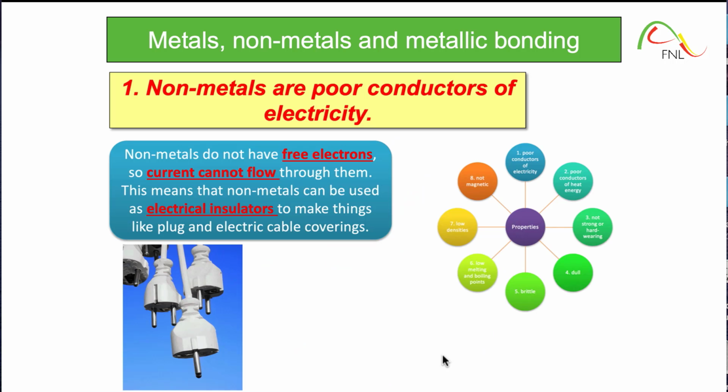Firstly, they're pretty poor conductors of electricity. Non-metals do not have free electrons, so current cannot flow through them. This means that non-metals can be used as electrical insulators to make things like plug and cable coverings.